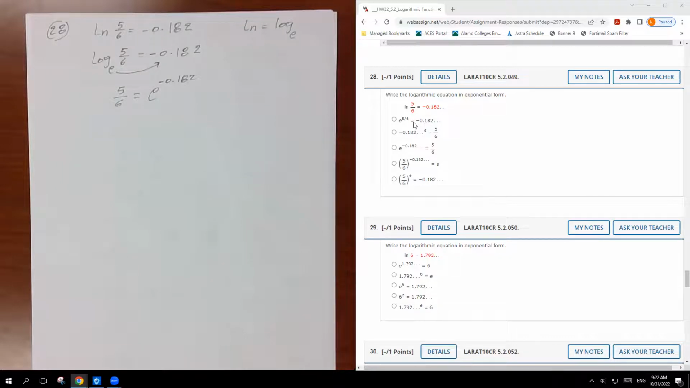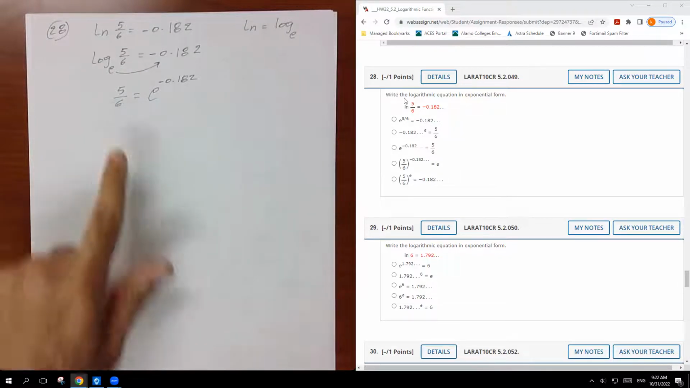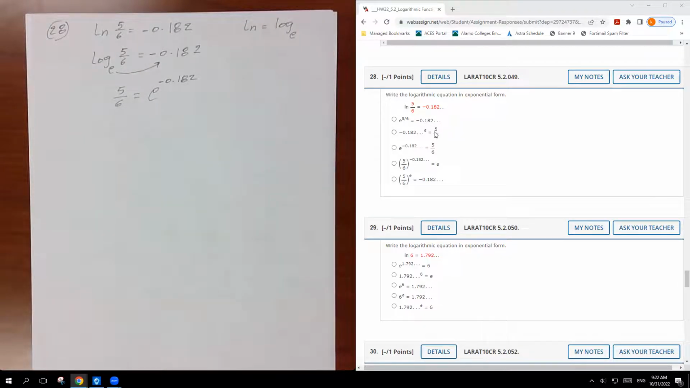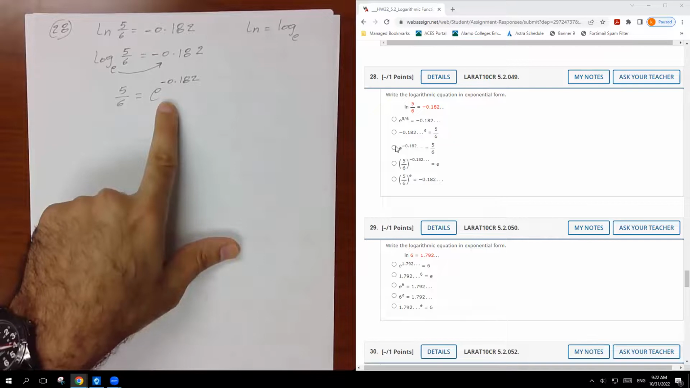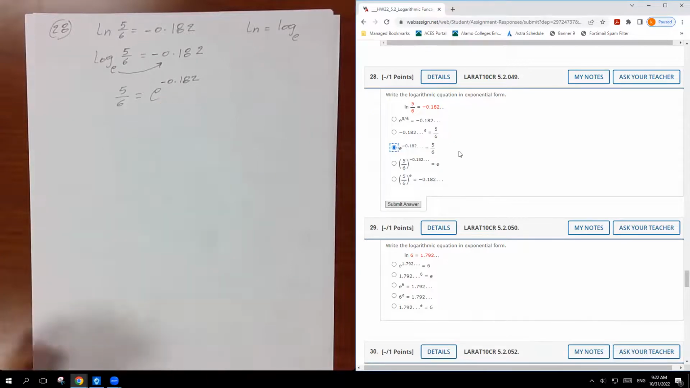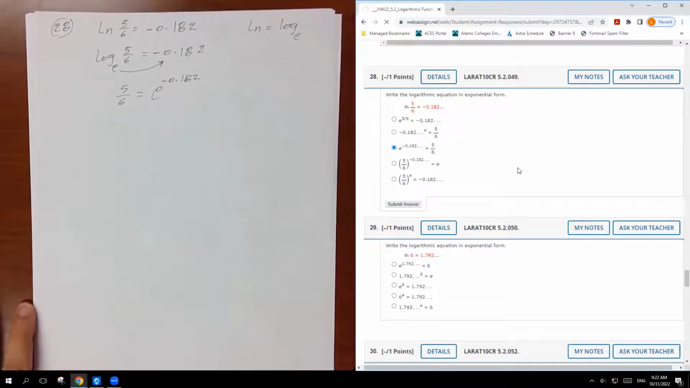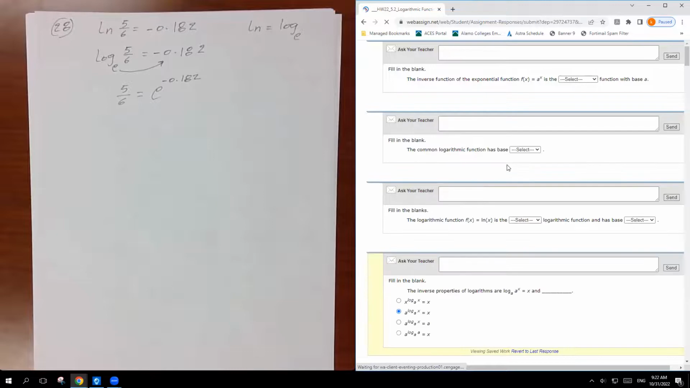That means we're going to choose 5/6 equals e to the exponent of this one. So this is the right option. That's it for this example. The same thing with example 29.